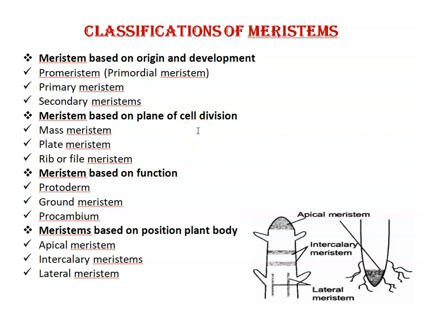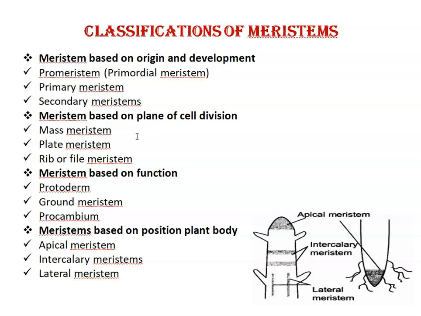Then the second type of meristem, that is, meristem based on the plane of cell division. On the basis of plane of cell division, meristem is of three types: mass meristem, plate meristem, and rib or file meristem. In mass meristem, the cells divide anticlinally in all planes, so a mass of cells is formed. For example, formation of spores, and formation of cortex, pith, and endosperm.